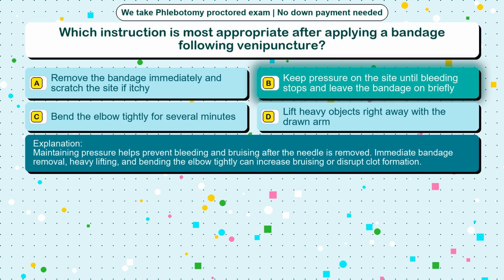Maintaining pressure helps prevent bleeding and bruising after the needle is removed. Immediate bandage removal, heavy lifting, and bending the elbow tightly can increase bruising or disrupt clot formation.